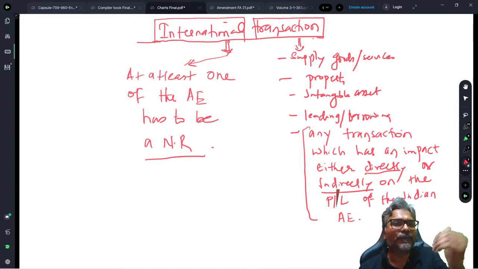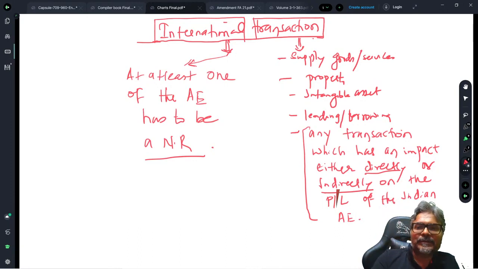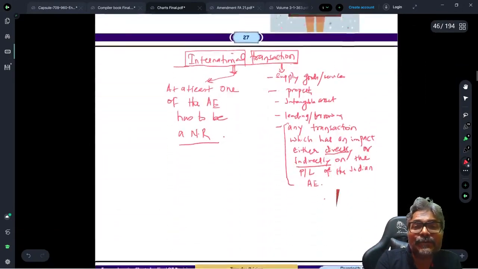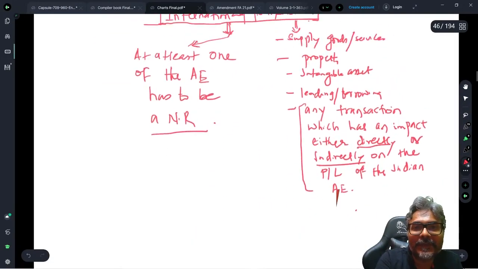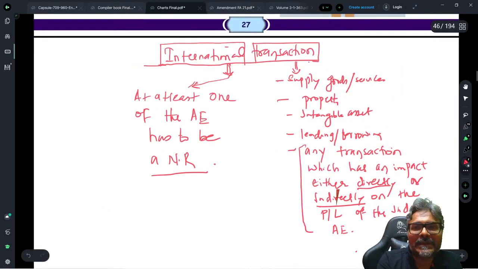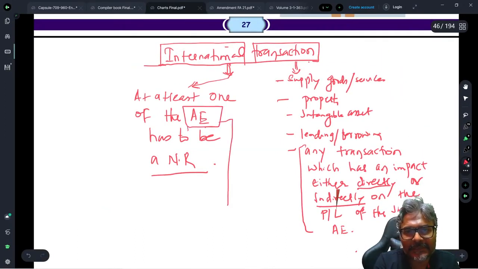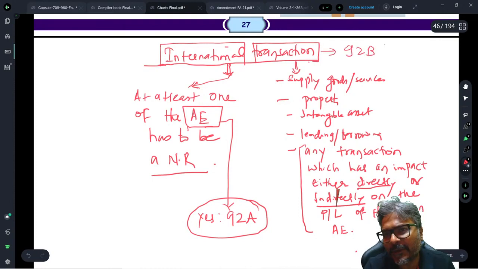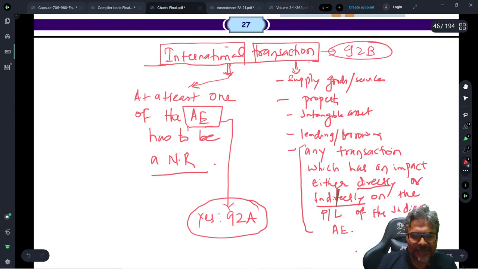With that, now let's move forward. So what is required for the applicability of the transfer pricing provision? That there has to be an international transaction. Now, students, we are all aware that there has to be a presence of the associated enterprise. Has the associated enterprise been defined? Yes, it has been defined in 92A. By the way, the international transaction definition is in 92B.